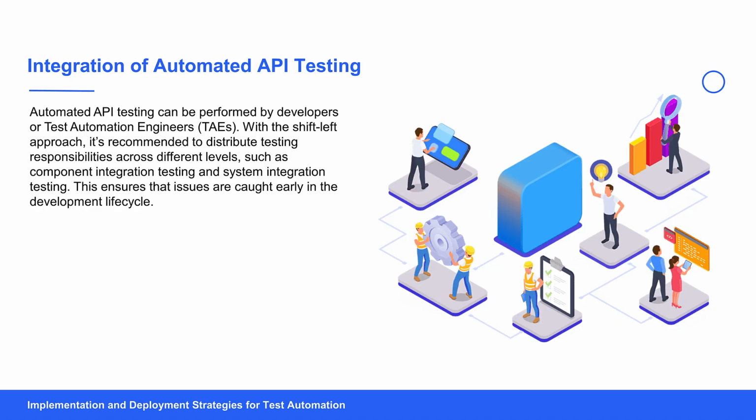development lifecycle. Furthermore, by integrating automated tests into continuous integration and continuous deployment (CI/CD) pipelines, we ensure that our APIs are tested continuously as part of every build and deployment. This approach not only improves the quality of the software, but also speeds up the development process by identifying and resolving issues as they arise.